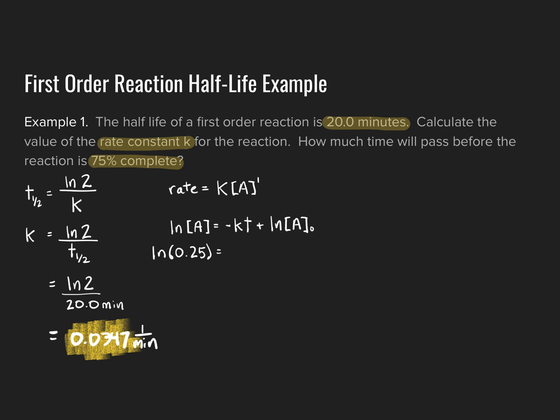So the natural log of 0.25 would be equal to minus kt, which would be equal to minus my rate constant k we had just previously calculated as 0.0347 inverse minutes times the time t plus the natural log of A's initial concentration, which was essentially 100%, all of the species present initially, but expressing again that as a decimal value would be essentially 1. So I've got my expression now here. I can now solve for my missing variable t here.